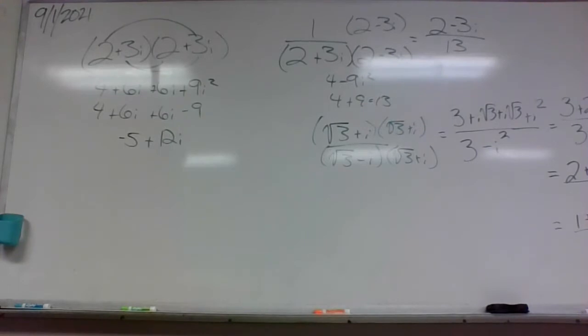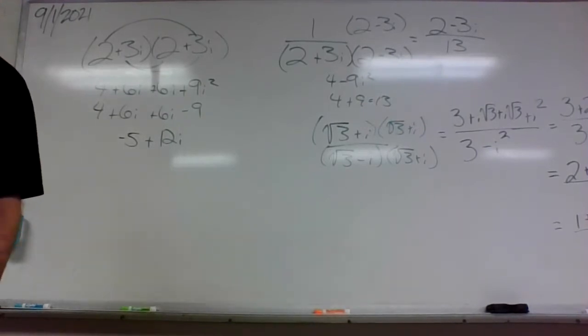Okay, go ahead and do 16 if you haven't yet. Remember, you just have to use distributive property and then put your like terms together.